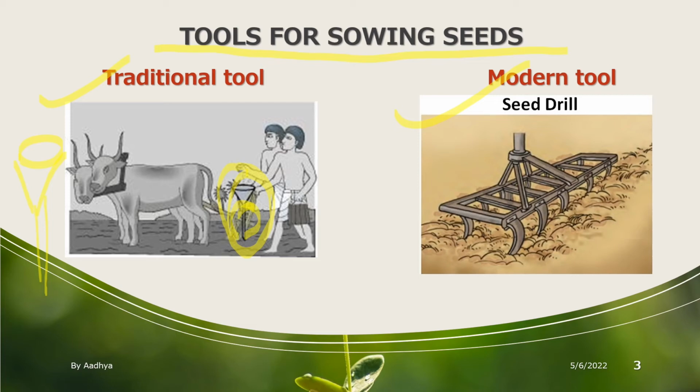That is the traditional tool. Now the modern tool. In the modern tool, the seed drill is used, right? This is the seed drill and the seed drill is placed behind the tractor. So when the tractor is driven, the seed drill will help to sow the seeds. The most important advantage of the seed drill is that it keeps the seeds at an equal distance.